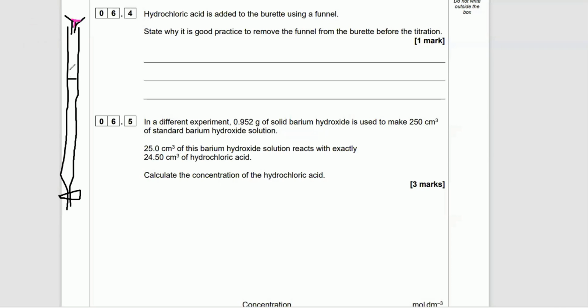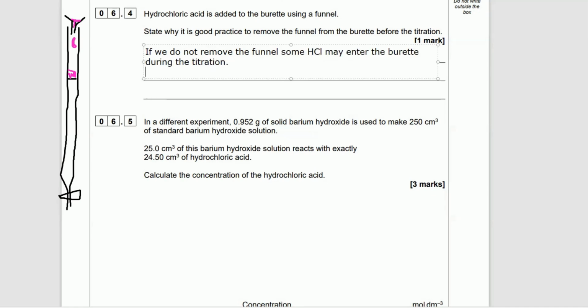This means you'll get an underestimation or undervaluation of your titre. So you might think you've added 25 centimeters, but actually you've added 26 centimeters, and 1 centimeter dripped in from the funnel and made you think you'd only added 25 instead of 26. So you'll get an undervaluation if you leave the funnel with some acid or alkali dripping into your burette. So that's why we've got to remove the funnel before we open the tap and start the titration.